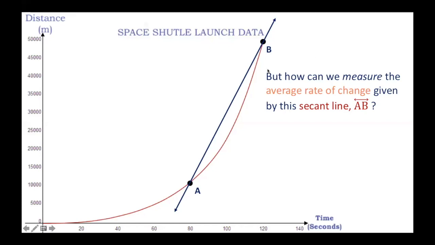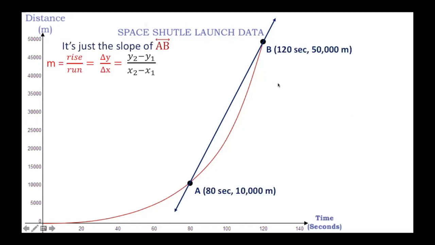So this begs the question, how can we measure the average rate of change that would be given by the secant line that we're going to call AB? Well, it's just the slope of the secant line A to B. So if we can find the rise over run from point A to point B, we can look at the average rate of speed of the space shuttle during that time interval from 80 seconds to 120 seconds.